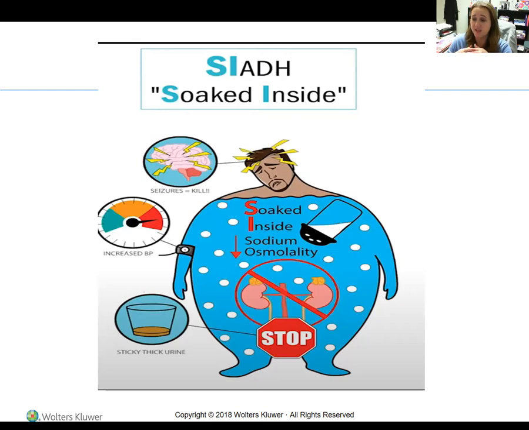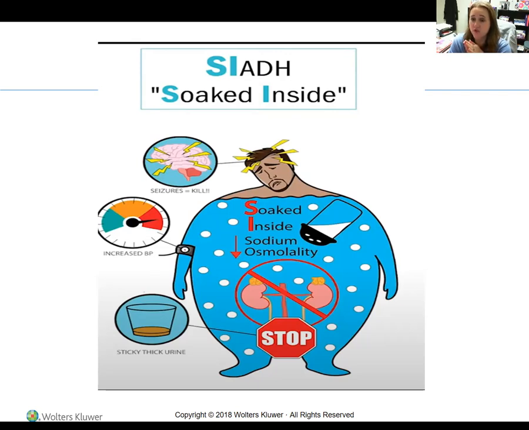So our next S is severe high blood pressure. Just think like we're so swollen and everything inside. We just have way too much fluid, and that's making our blood pressure go up. And then the last S is stop all fluids.